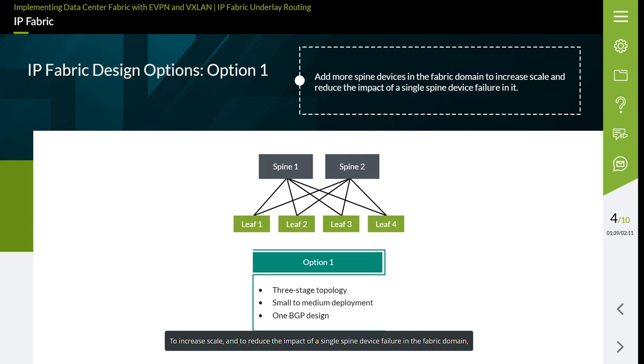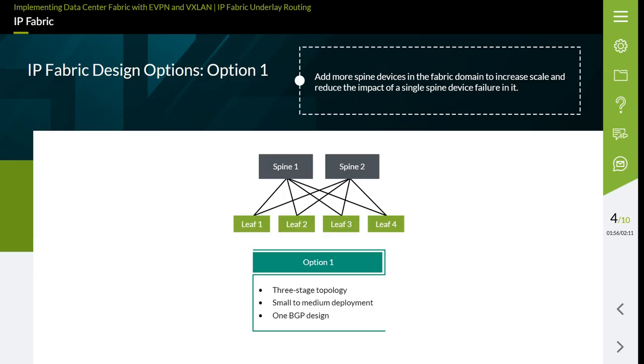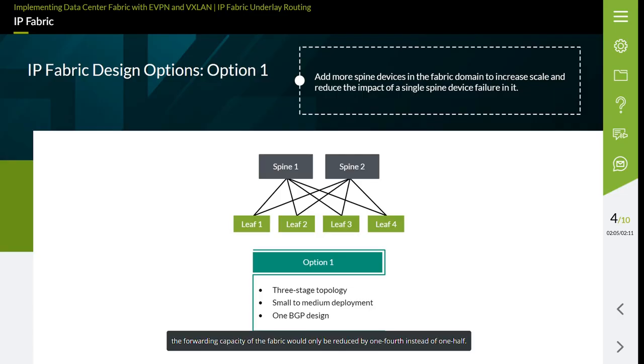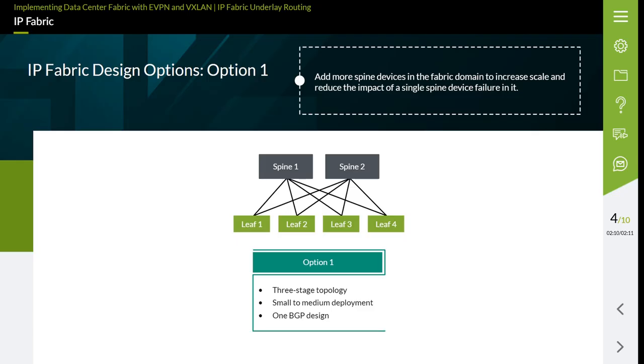To increase scale and to reduce the impact of a single spine device failure in the fabric domain, additional spine devices can be added. If two more spine nodes were added to option 1, the traffic from leaf 1 to leaf 4 would have 4 equal cost paths for traffic sharing. In the event of a spine device failure or maintenance, which requires a spine device to be removed from the fabric, the forwarding capacity of the fabric would only be reduced by 1/4 instead of 1/2.